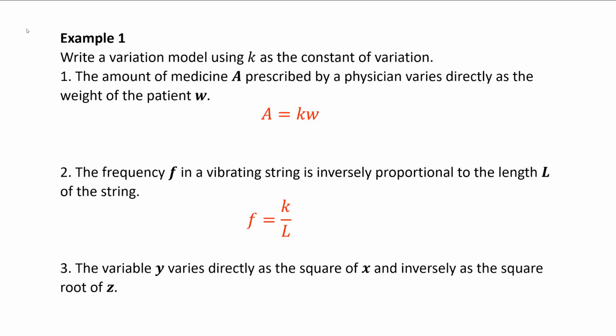And then the variable y varies directly as the square of x and inversely as the square root of z. So in this kind of situation, you have some things varying directly and some things varying inversely. So y is equal to k times x squared because y varies directly as x squared, and then over the square root of z because y varies inversely as the square root of z.